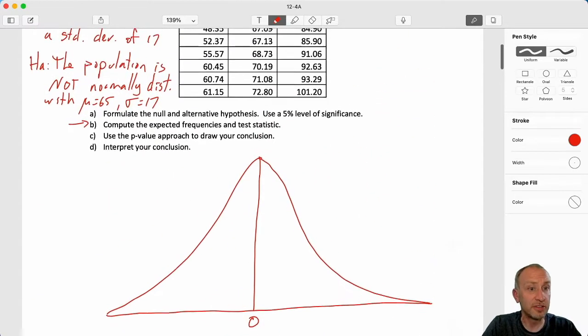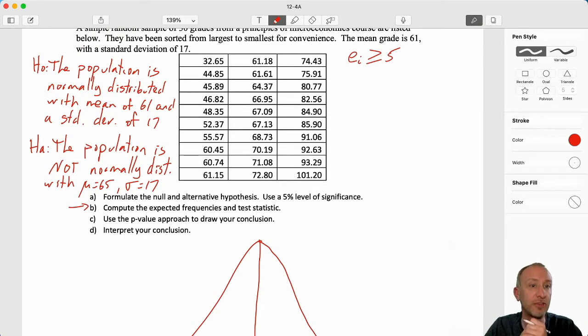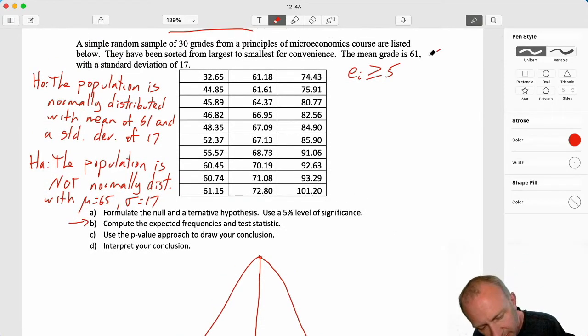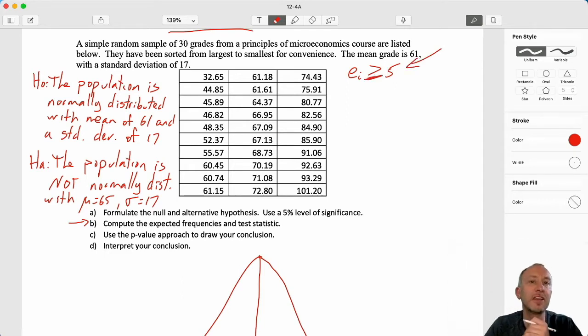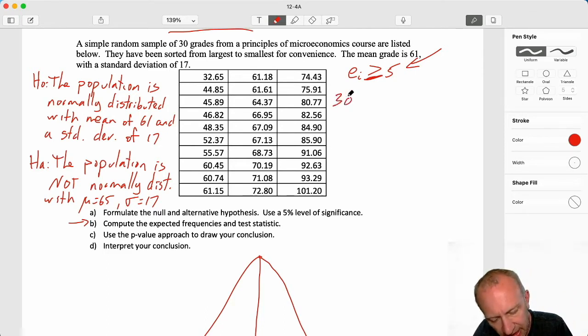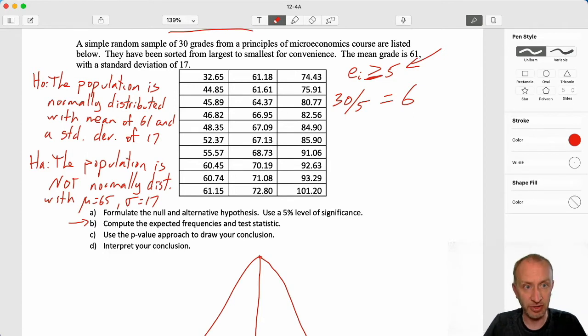Now we need to define intervals so that I can count my observed frequencies. We're going to hold this rule, and in fact, we're going to hold it with an equality. So I'm going to use that rule that I want to have intervals so that my expected number of observations in each of those intervals is equal to 5. Okay, so I have 30 grades. I have a sample of 30. If I calculate 30 divided by 5, well, that gives me 6 intervals that would contain 5 observations each. So that gives me the size of my interval.